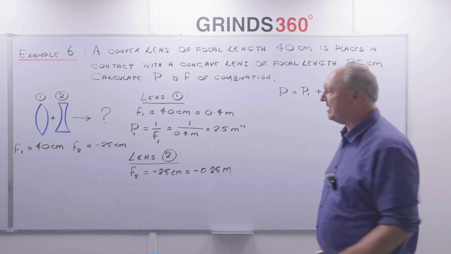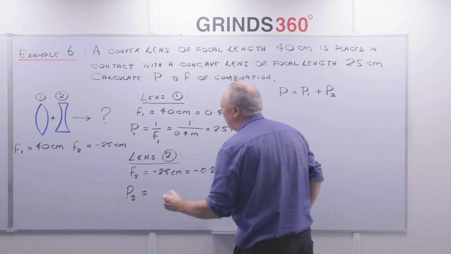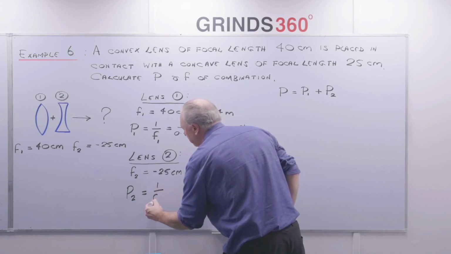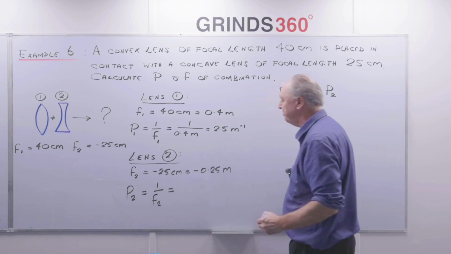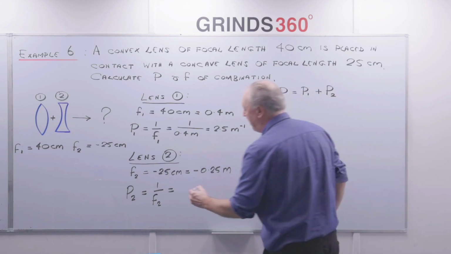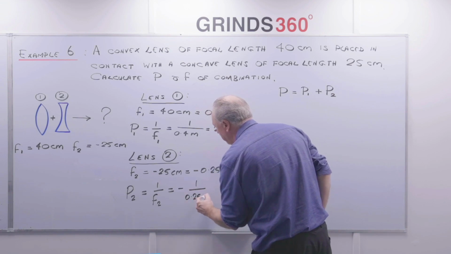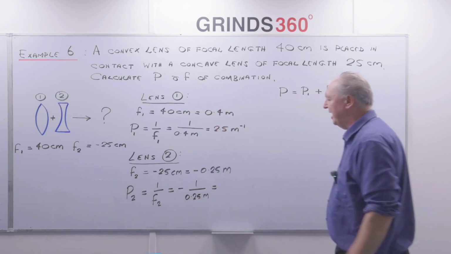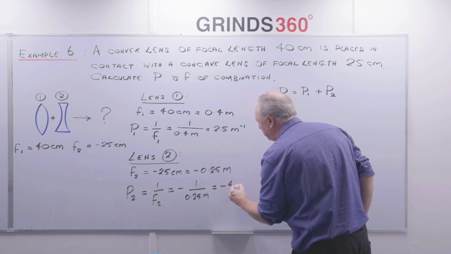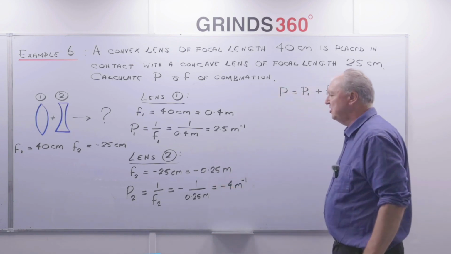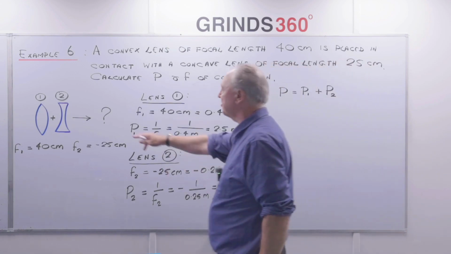And what's the power of that lens? Power 2. So power 2 is 1 over f2. That's 1 over minus 0.25 meters. Throw the minus out in front. And 1 over 0.25 is 4. So I get minus 4 per meter. So I've worked out the individual powers of each of these lenses.